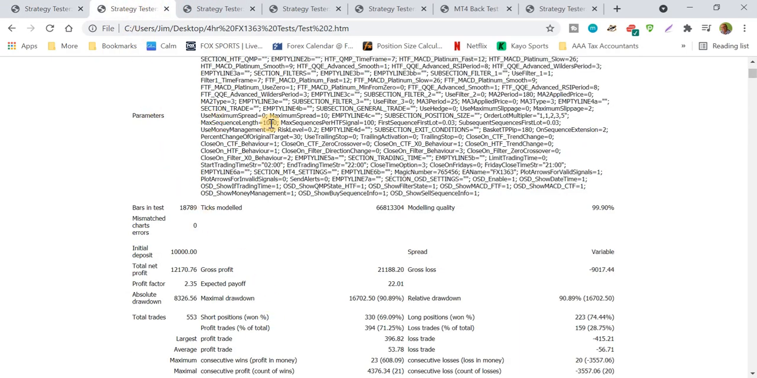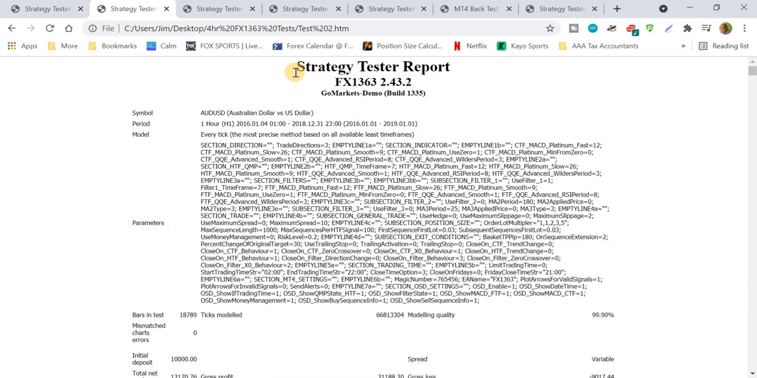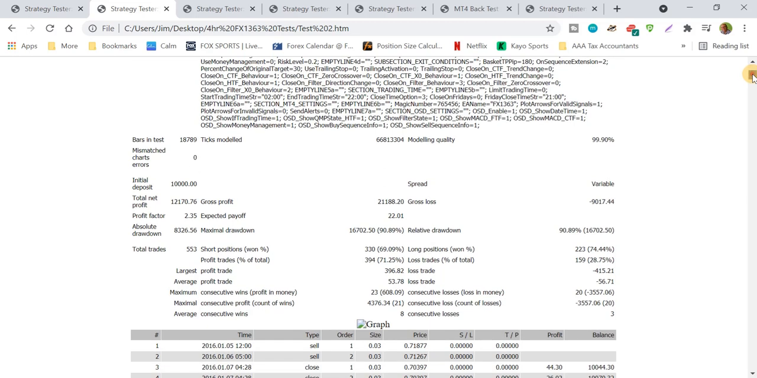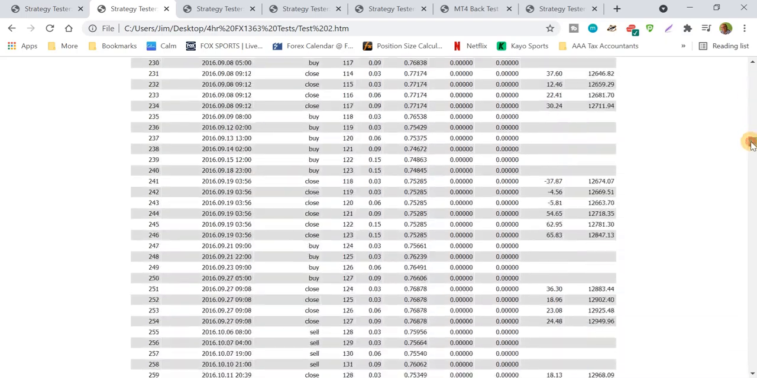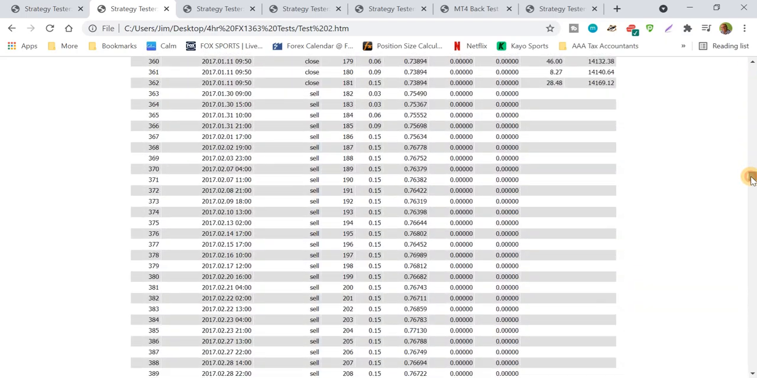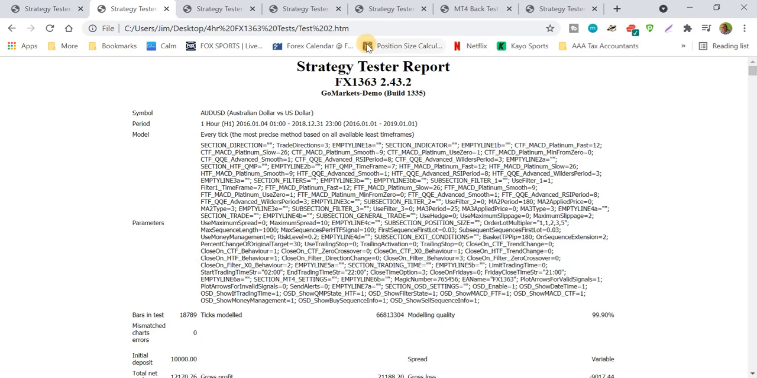Next one, Aussie USD. So I've done the Aussie. Same settings, exactly the same. I didn't try and trick anything. Drawdown here is huge, 90.89, nearly 91%. 2.35 profit factor, still a 99.9% modeling quality. 553 trades. Again, everything's exactly the same. All the trades here, nothing changes. So that's the Aussie.